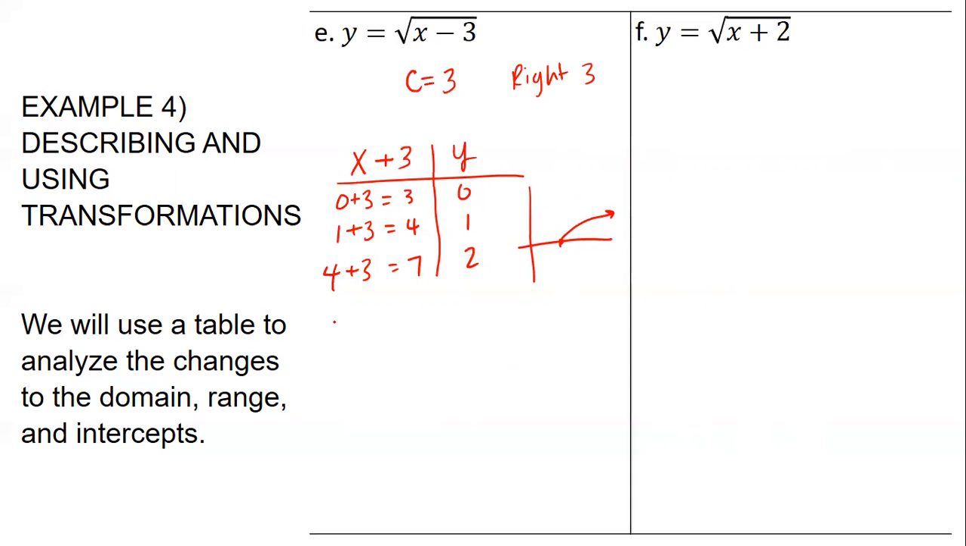Did my domain change now? Yeah. Where does my graph start at now? At 3. So x has to be greater than or equal to 3. Did we change anything about our y values? No. So our y is still greater than or equal to 0. And this time we have an x-intercept, but no y-intercept. And so our x-intercept is at 3, comma, 0.